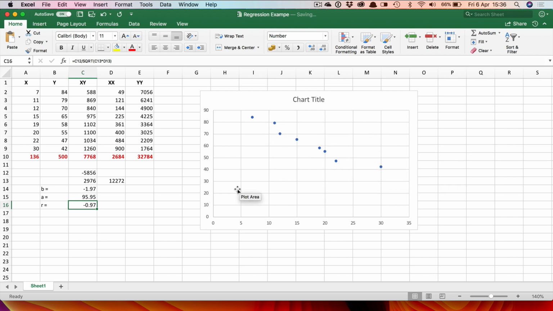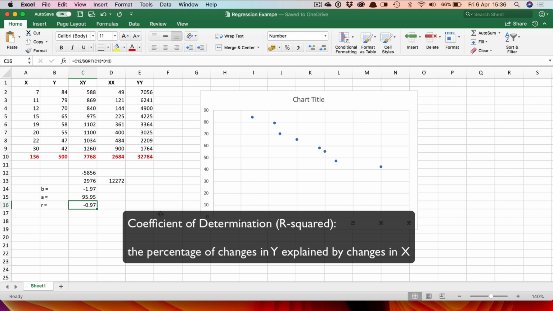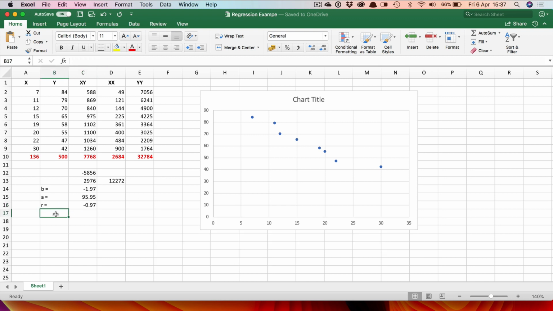Now finally, the other thing we can calculate is r squared, the coefficient of determination, which tells you what percentage of the variation in y is accounted for by variation in x. So it's another way of looking at correlation. It's called r squared because that's literally what it is. It's the square of the r value. So let me calculate r squared here by simply finding the square of this.